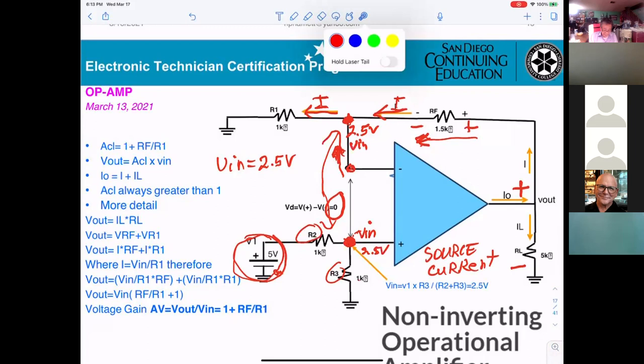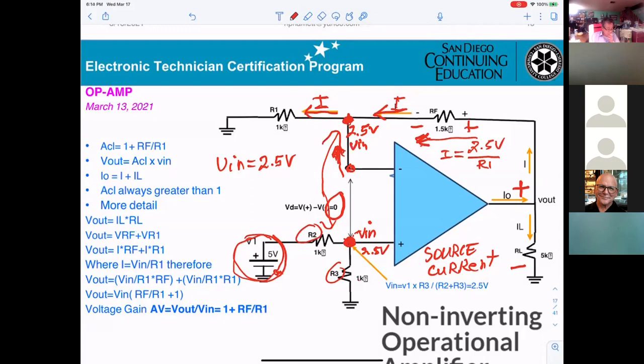So if you want to calculate the current, then what does the current equal? I equal 2.5 divided by R1, 1K, you get 2.5 milliamp. Okay?